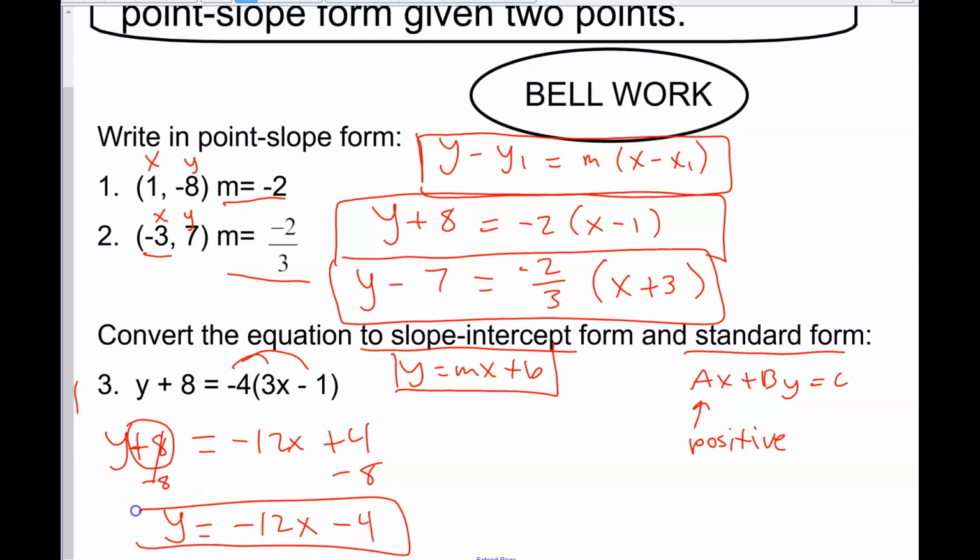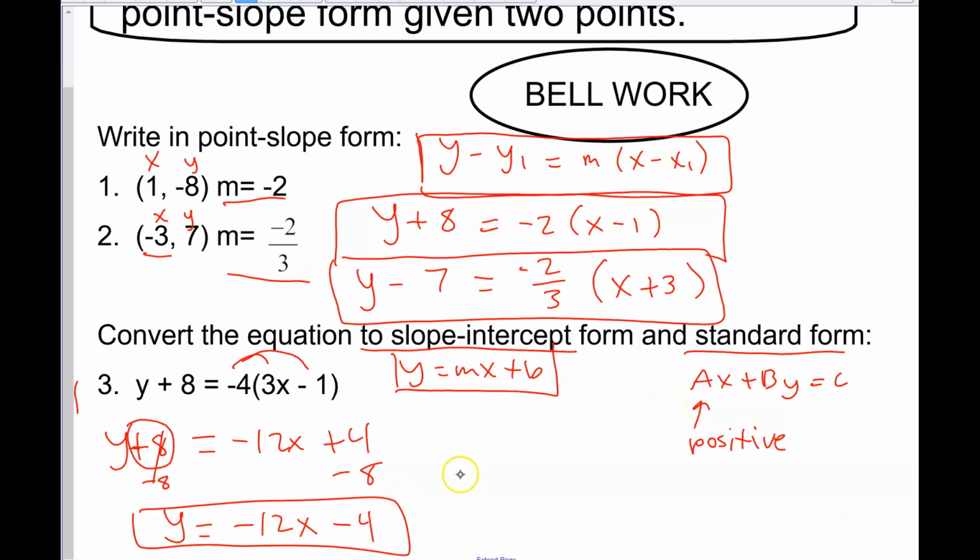So there's my equation in slope intercept form. If I want to go to standard form, I want to make sure my x and y terms are on the same side, and I need to make sure this a term, the coefficient attached to x, is positive. So this actually works really well.